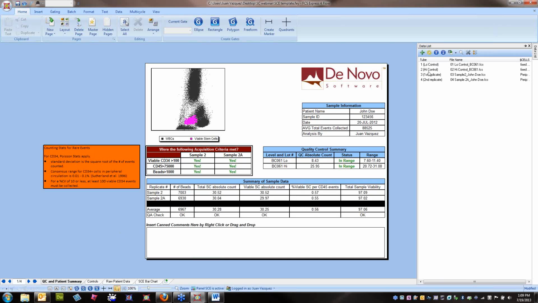Okay? So within the data list, you can see here that using a panel, we can give a descriptor as to what constitutes each tube within our panel. So here my panel is made up of two levels of control, a low control and a high control, and then we're basically taking a patient that we run in duplicate.